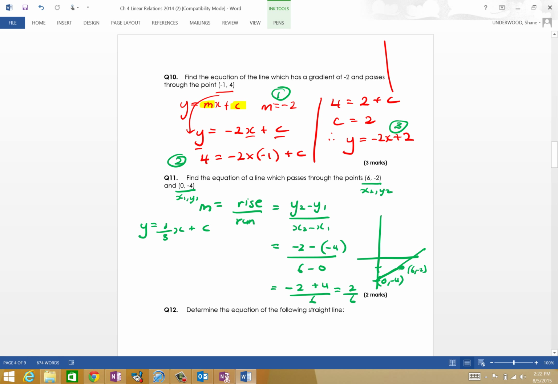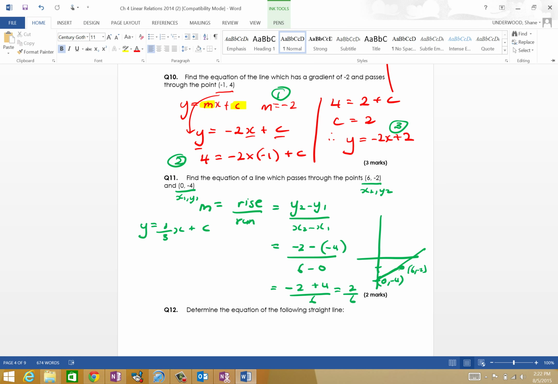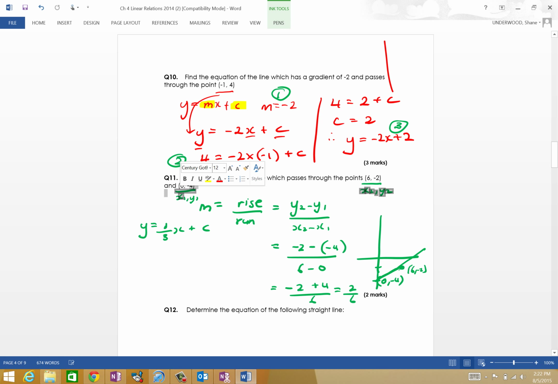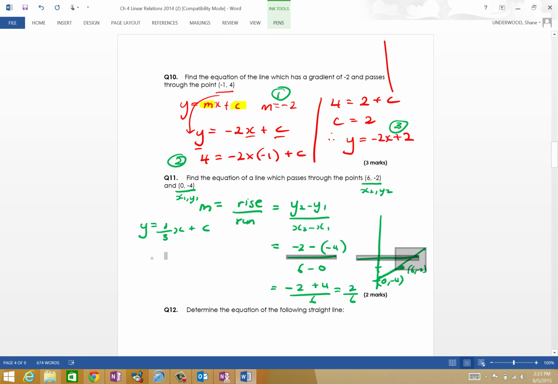Now you could use either of these points. However, I think that the best one to use, isn't this giving me the y-intercept, this thing here? 0, negative 4? Yeah. So therefore c is equal to negative 4. Now you're not always going to be given the y-intercept, however. So that's just made our life a little bit easier.